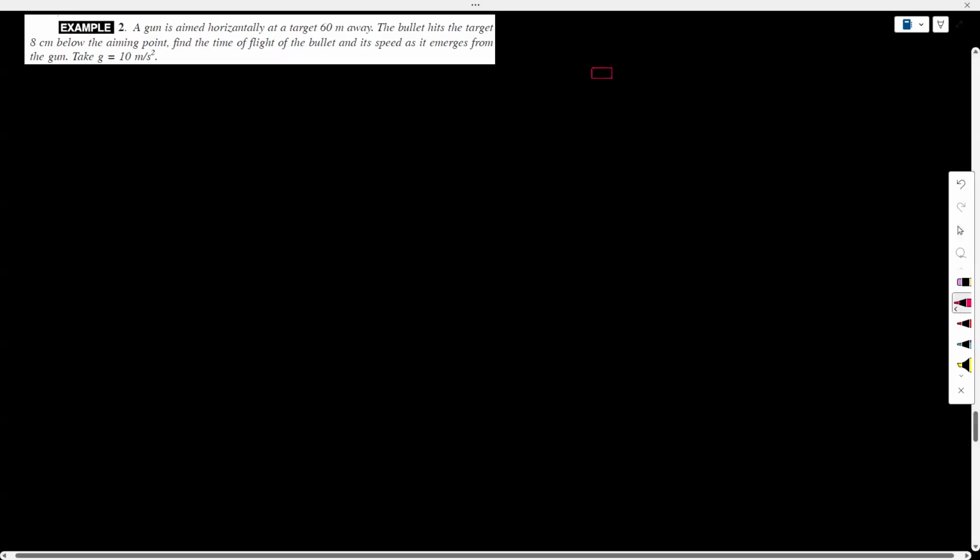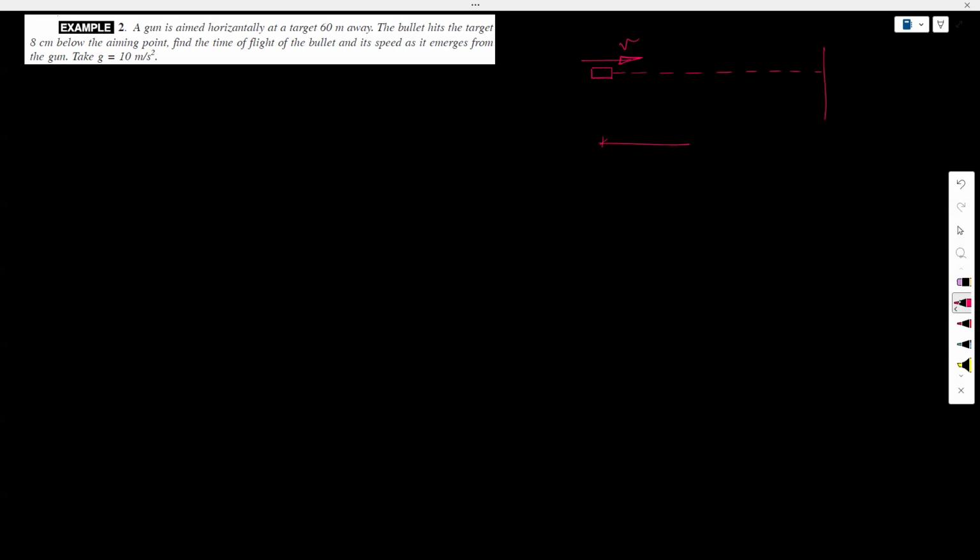So the initial position of the gun is horizontal, so the bullet is going to get a horizontal velocity of something. We do not know. That is what we are supposed to find out. So it is aiming a target, and the distance to the target from the point where it has been shot is 60 meters, not 60 centimeters, sorry, 60 meters. The bullet hits the target 8 centimeters down.